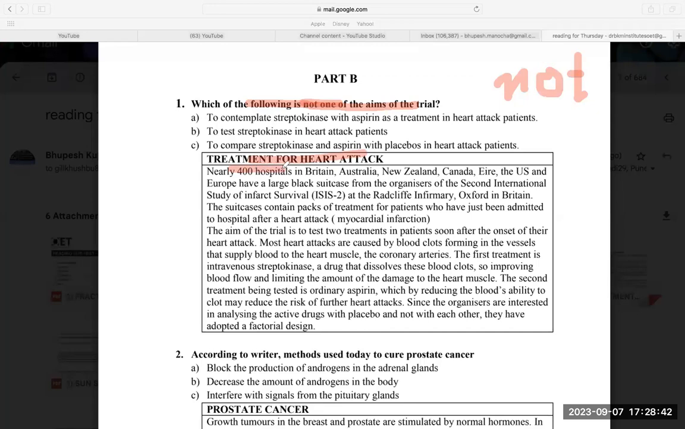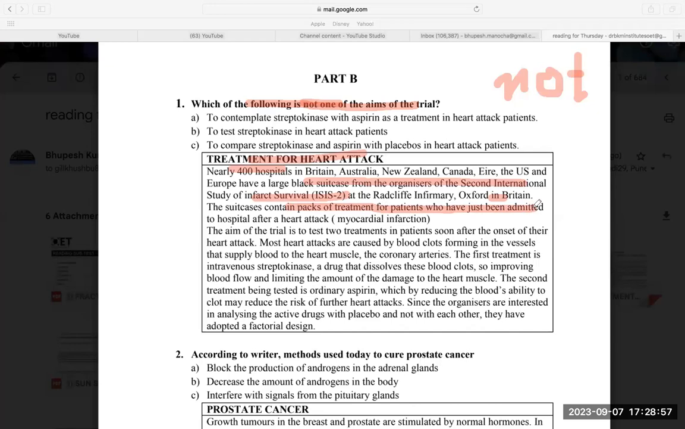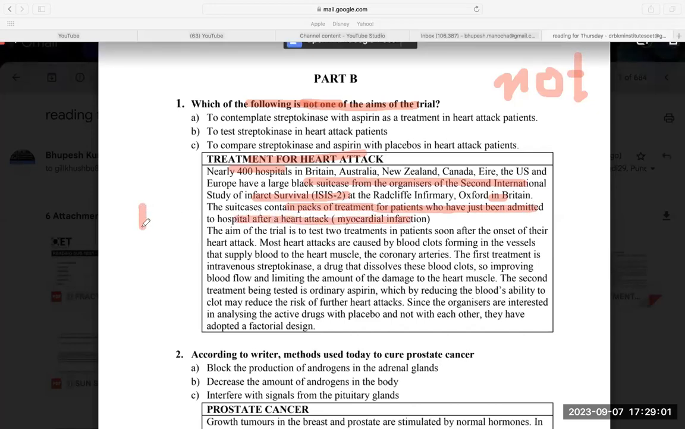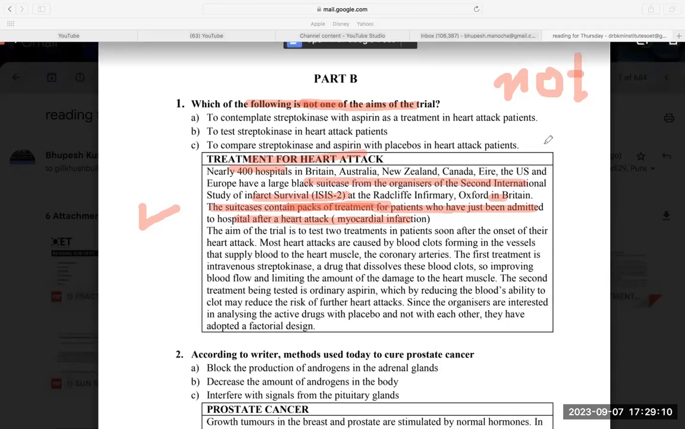Nearly 400 hospitals in Britain and Australia, New Zealand, Canada, Ireland, and US and Europe have a large black suitcase from the organizers of the second international study of this, Oxford in Britain. The suitcase contains packs of treatment for the patients who have just been admitted to a hospital after a heart attack. So they have just got admitted. And what is in the suitcase? It contains packs of treatment. So until now there is no aim. My question is about the aim of the trial.